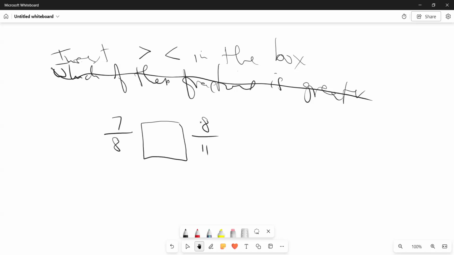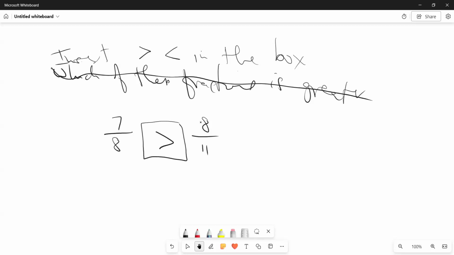Seven eighths is greater than 8/11. It's greater than. How do you know that? Because when you divide 7/8 on the calculator, it will be 0.875. And when you divide 8/11, it will be 0.727. Therefore, 0.875 is greater than 0.727.